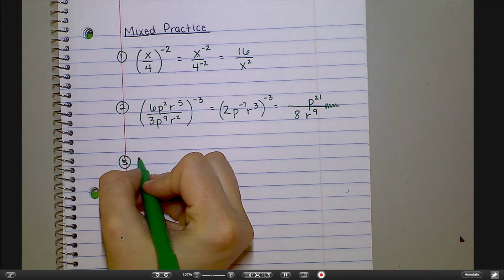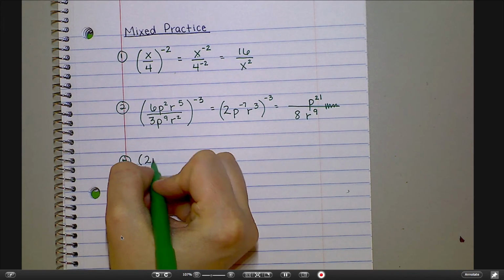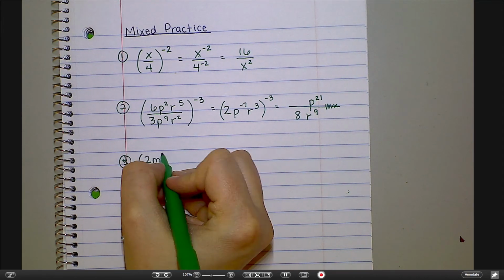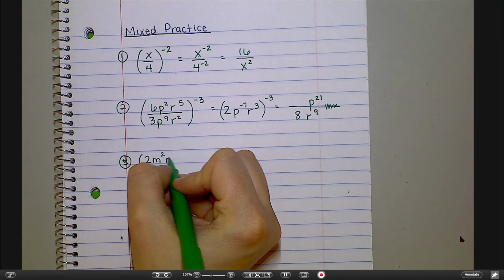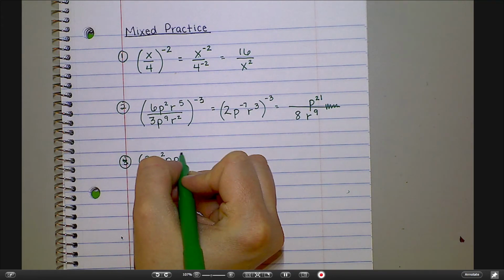Here, let me do 3 or 4. We're just going to do 3 of them. I had 4 of them on my paper, but we'll just do 3. If you want to see the other one, you can go look at those pictures that I put.